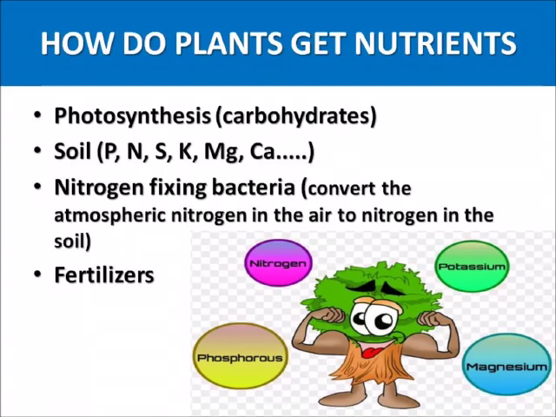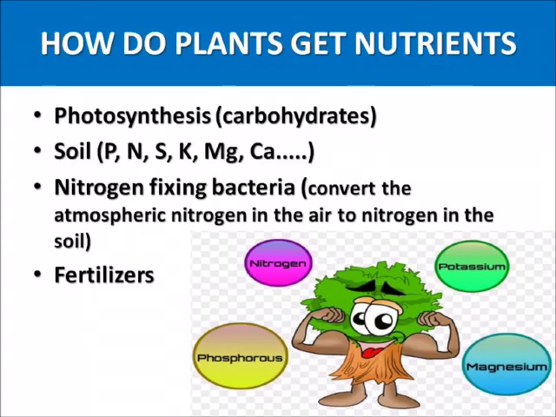So the first method is photosynthesis, by which it prepares its own food. And which type of nutrient does the plant get through photosynthesis? It gets carbohydrates, and carbohydrates contain carbon, hydrogen and oxygen, which I have told you earlier also. So now the next source from where plant gets its nutrients is the soil. Soil contains a lot of minerals which are important for plant growth and development.